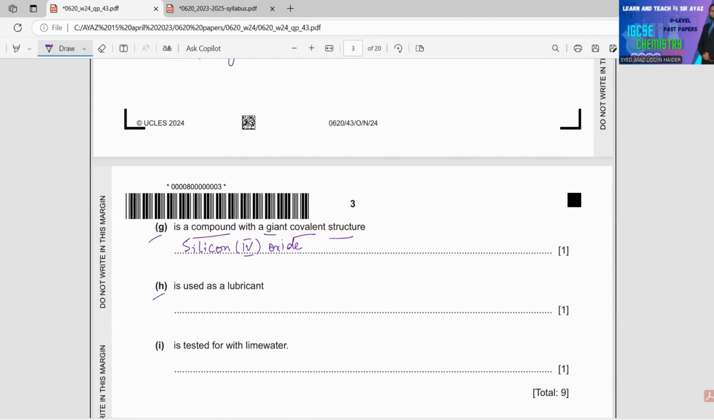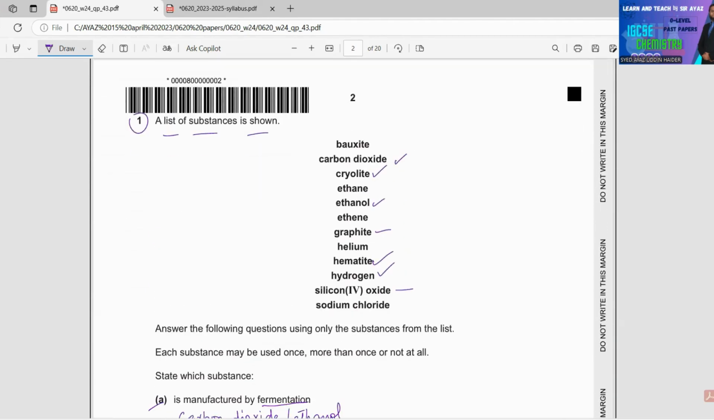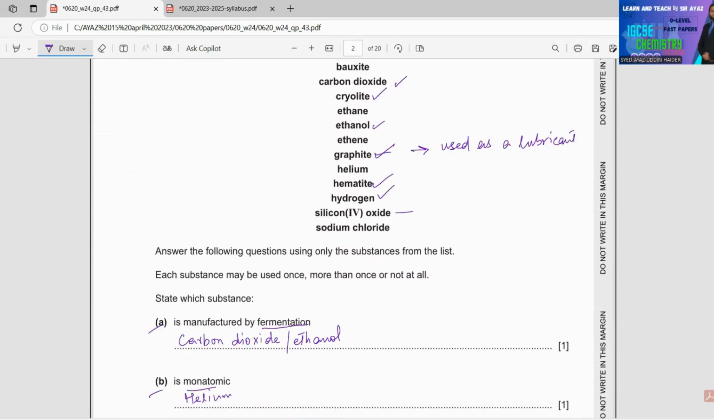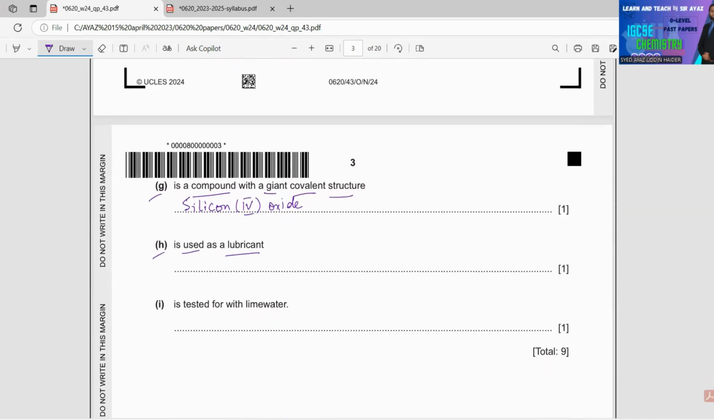H is used as a lubricant. We have only one element which is used as a lubricant here, it's graphite. Used as a lubricant because of the presence of intermolecular force or weak forces between the layers. The layers can slide. So you write graphite there.